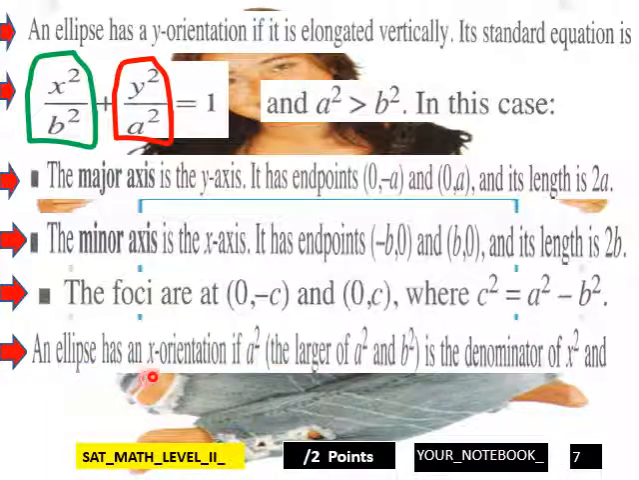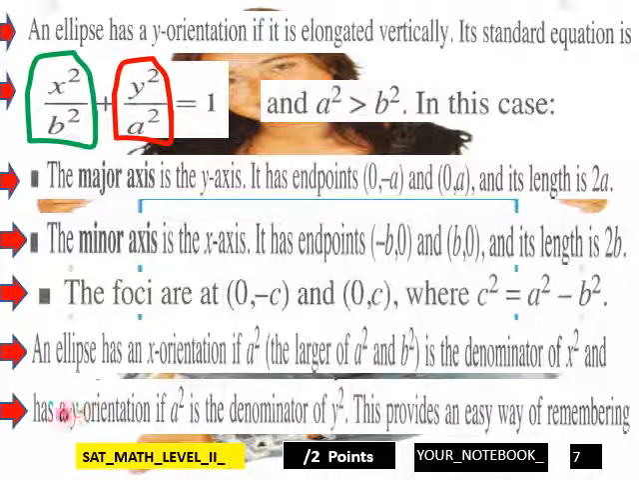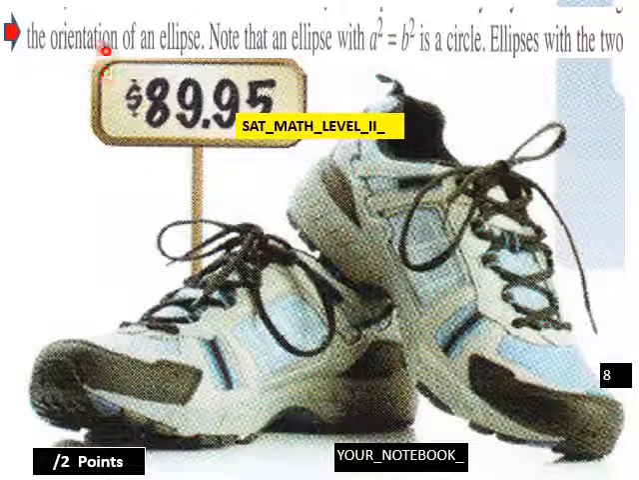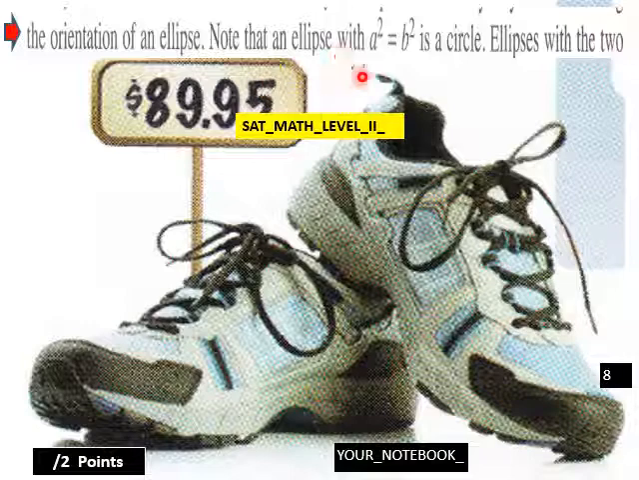An ellipse has an x orientation if a squared, the larger of a squared and b squared, is the denominator of x squared, and has a y orientation if a squared is in the denominator of the y squared. This provides a way of remembering the orientation of an ellipse. Note that an ellipse with a squared equals b squared is a circle.